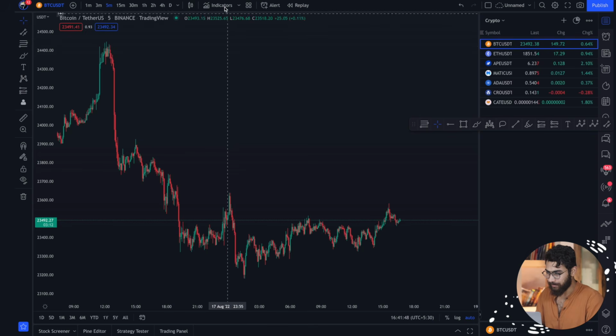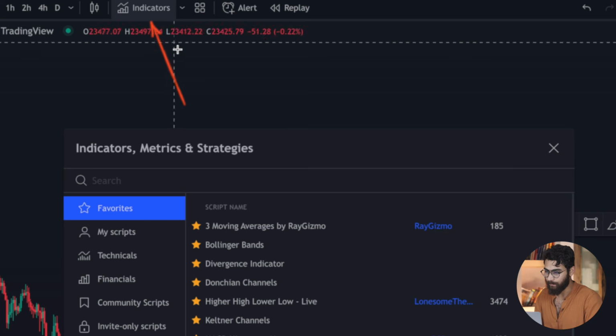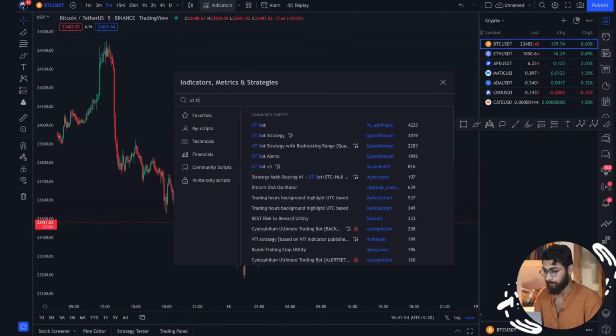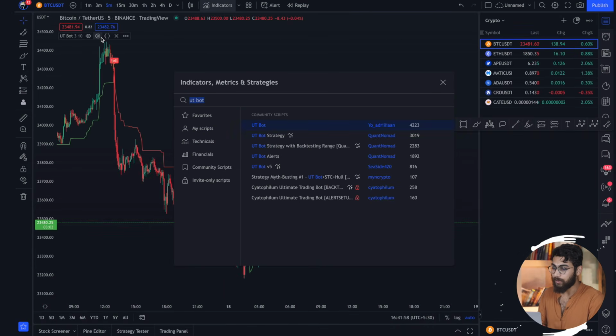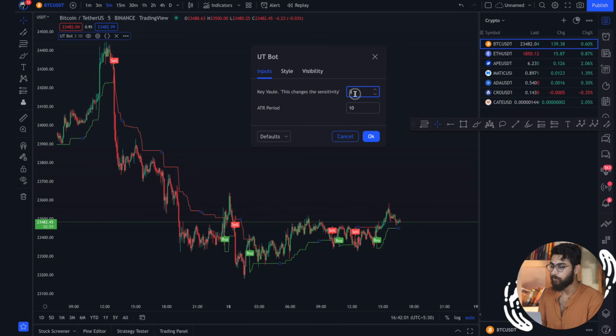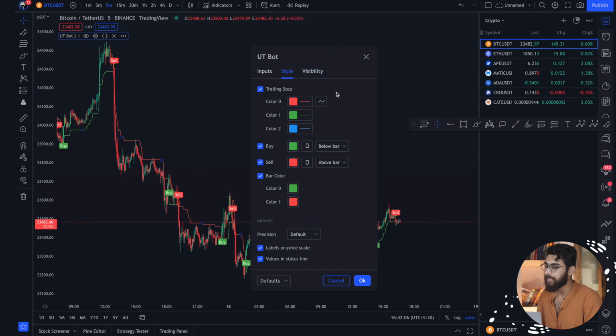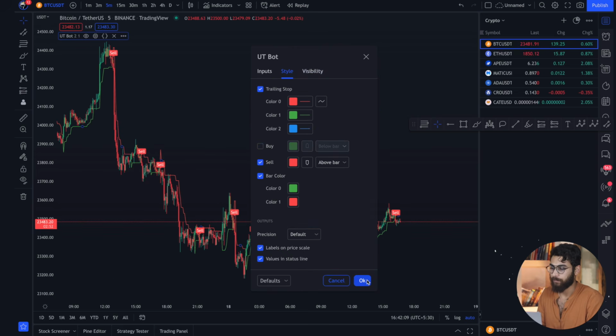To add this indicator, go to the indicators option here and now search for UT bot. Now go to settings and keep the key value to 2 and ATR period to 1. Now go to the style section and uncheck the buy option.